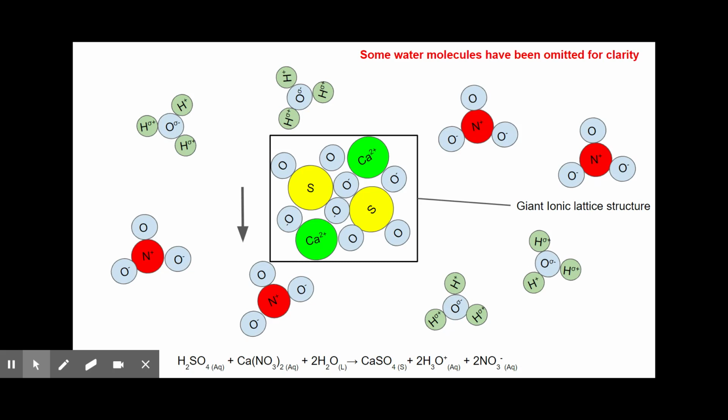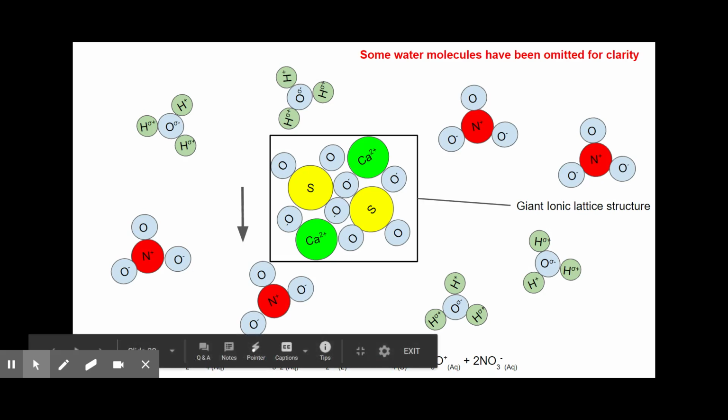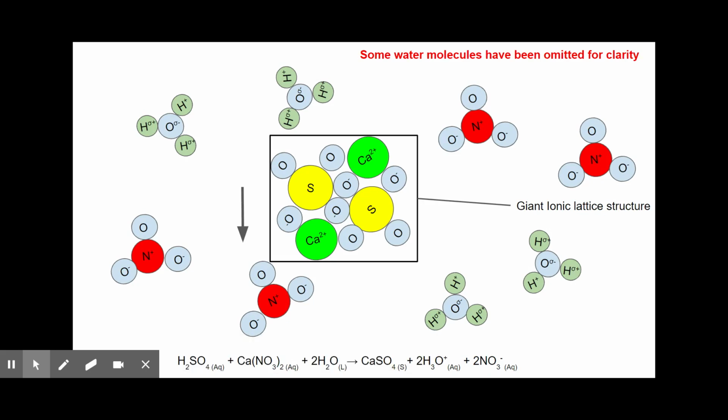Additionally, the water molecules are not able to overcome the strong forces of electrostatic attraction between the Ca2+ and SO4 2- ions, and hence there are no effective interactions between the Ca2+ and SO4 2- ions and water molecules. Hence, CaSO4 does not dissolve in water. Therefore, when you add dilute sulfuric acid to aqueous calcium nitrate, calcium sulfate, a solid ionic compound, and aqueous hydronium and nitrate ions are produced.